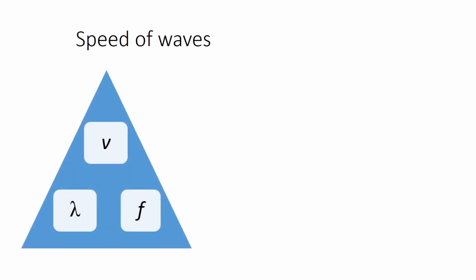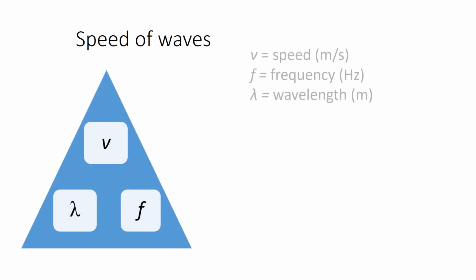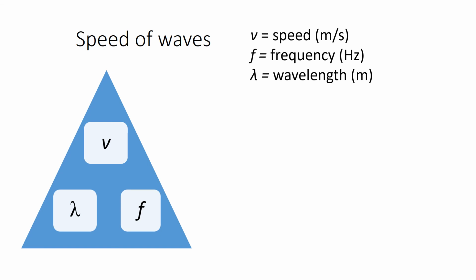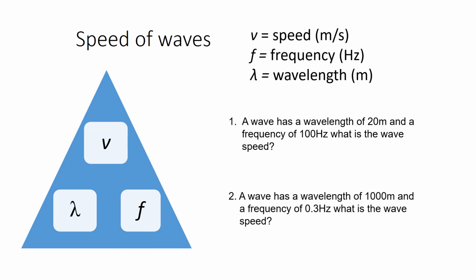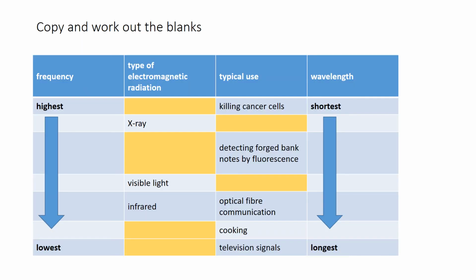So speed of waves, we're back to an equation triangle. V equals speed, f equals frequency, and lambda equals wavelength. So here's some questions. Have a go at them. Pause the slide now. So the answer to the first one is 200 meters per second, and the answer to the second one is 300 meters per second.